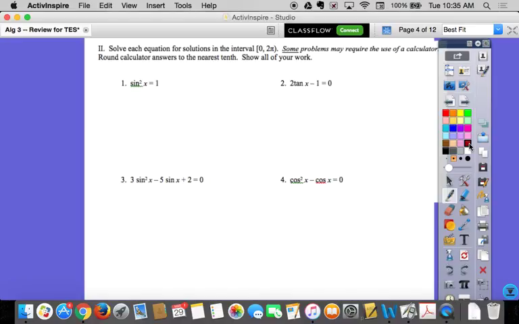By the way, I'm going to take pictures of my review sheet and put it on my webpage. Pictures of this will also be on the webpage if you just want pictures. But let's work through it and see how well we do.